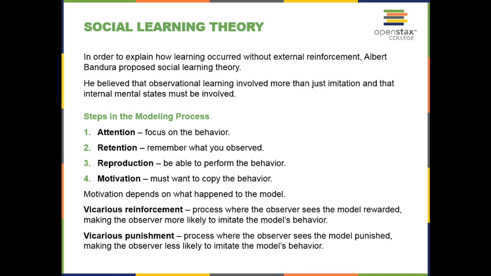So vicarious reinforcement is the process where the observer sees the model rewarded, making the observer more likely to imitate the model's behavior. So in that TV example, that's vicarious reinforcement. The more children see a praised celebrity, they look good and everybody loves them, so most likely they want to imitate the behavior of the model because they also want to be loved and accepted. Vicarious punishment is the process when the observer sees the model punished, making the observer less likely to imitate the model's behavior. It is the same process, just the opposite pole.